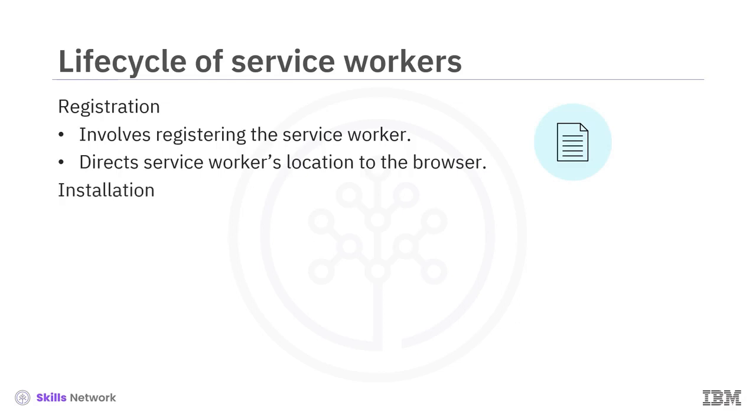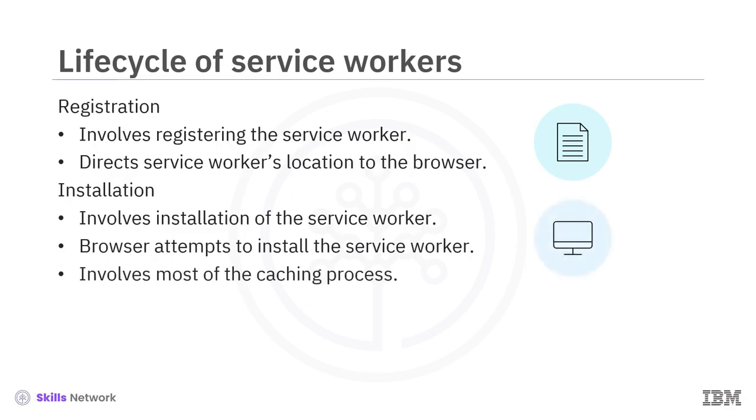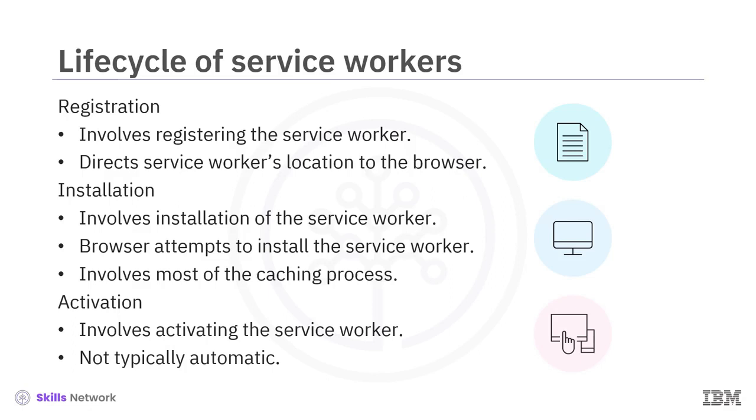The second step involves the installation of the service worker. After learning about the location and scope of the service worker, the browser attempts to install it. Most of the caching process takes place during this phase. The last step involves activating the service worker. In order to activate a service worker, you must make sure that no other service worker is currently controlling the pages, because the activation stage is not typically automatic.